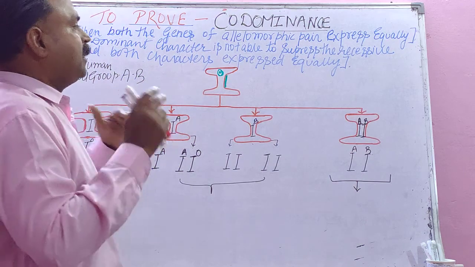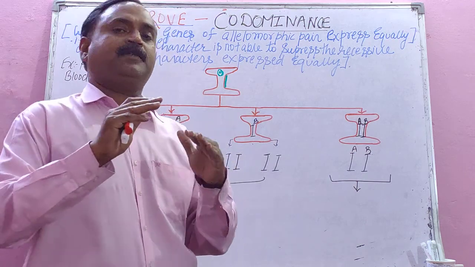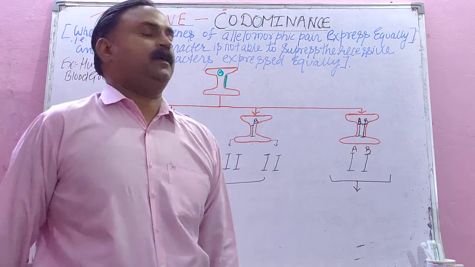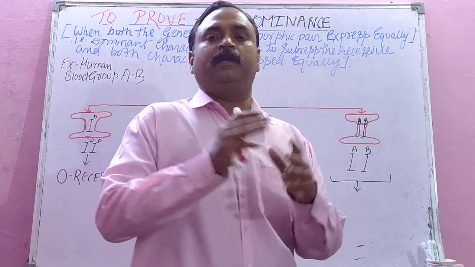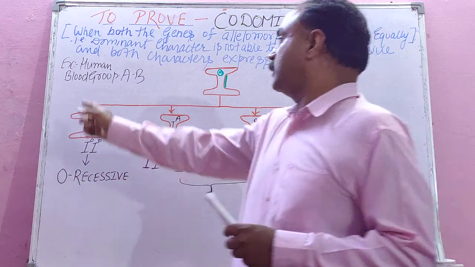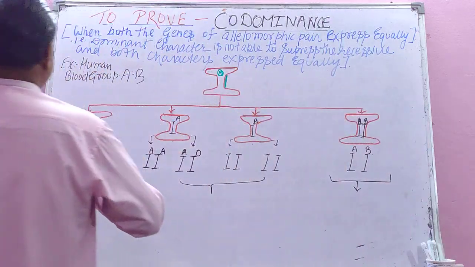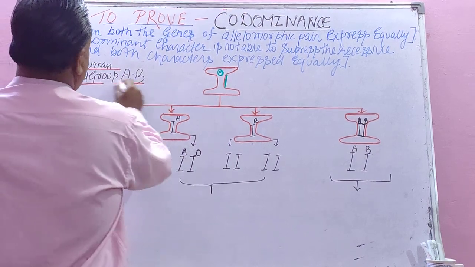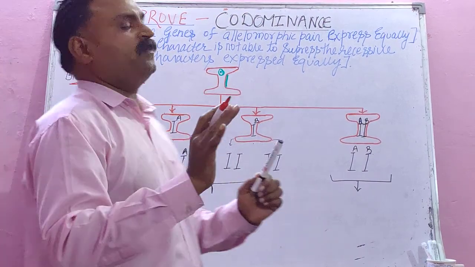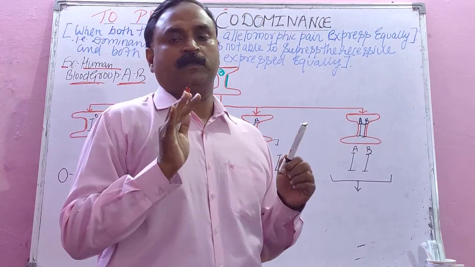That is, the dominant character is not able to suppress the recessive character, isn't it? And both the characters are expressed equally. The best example, student, is human blood group AB. They are the best example of codominance, isn't it?